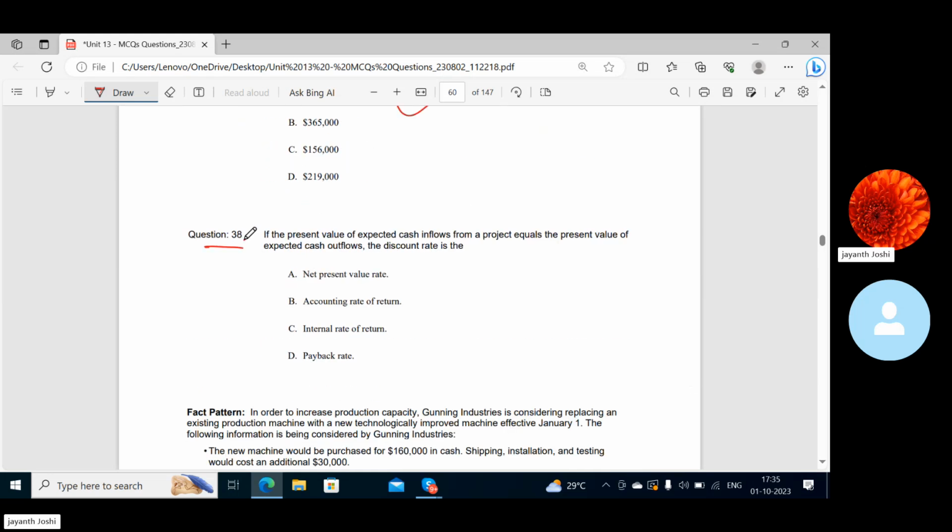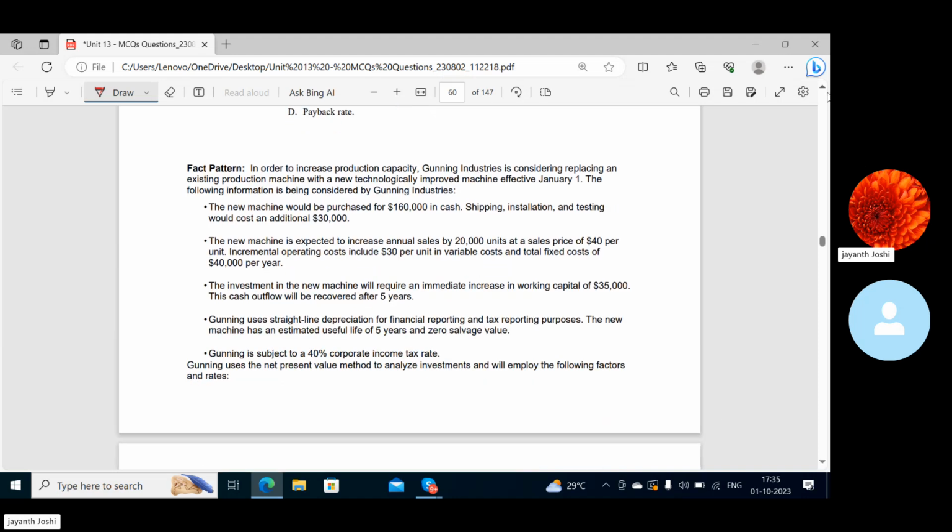38th question. If the present value of expected cash inflows from a project equals the present value of expected cash outflows, the discount rate is IRR, right? Just go for this question.